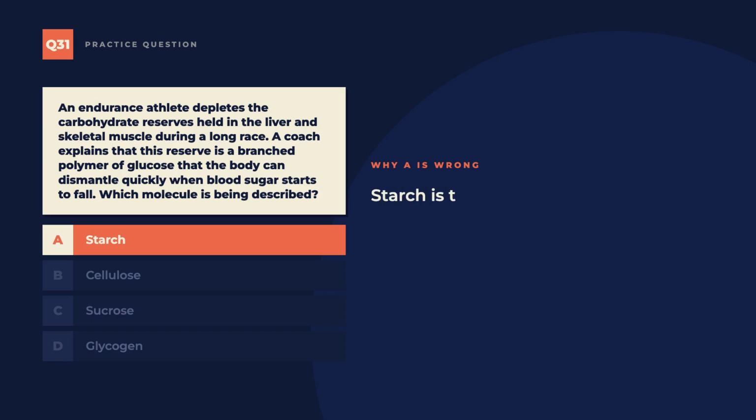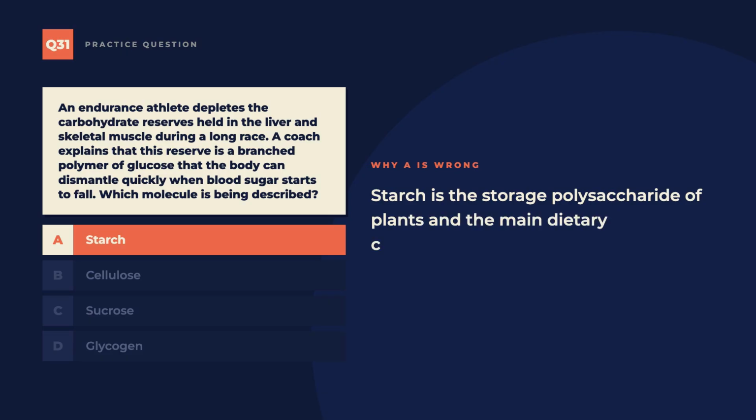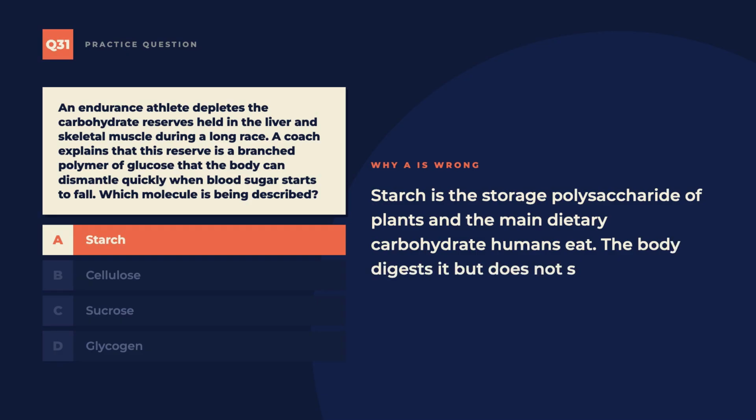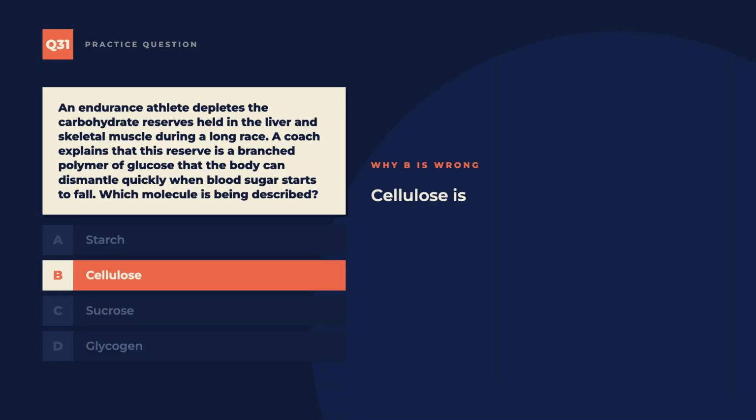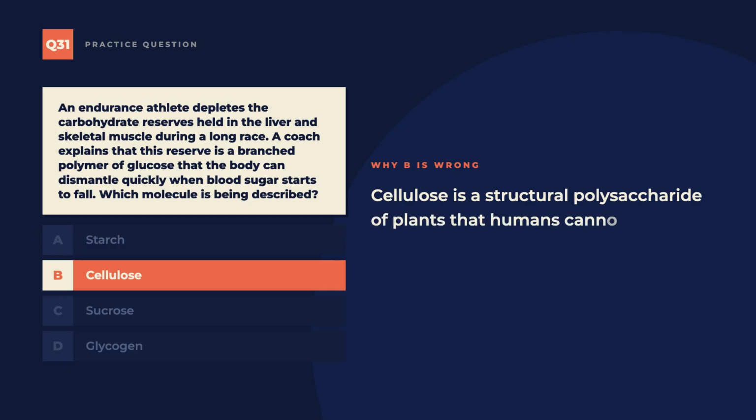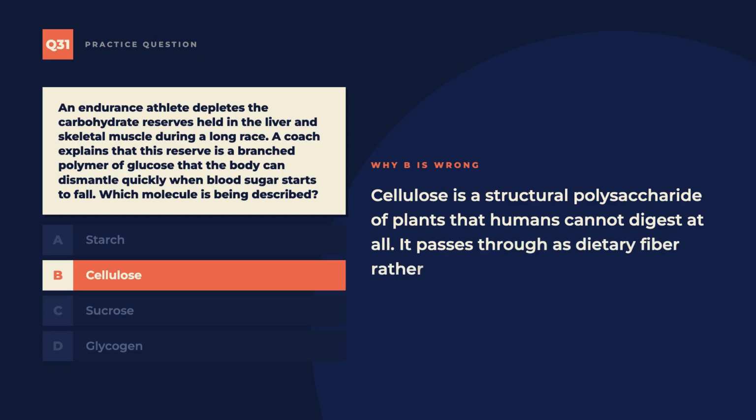A is wrong because starch is the storage polysaccharide of plants and the main dietary carbohydrate humans eat. The body digests it but does not store carbohydrate in that form. B is wrong because cellulose is a structural polysaccharide of plants that humans cannot digest at all. It passes through as dietary fiber rather than serving as an energy reserve.